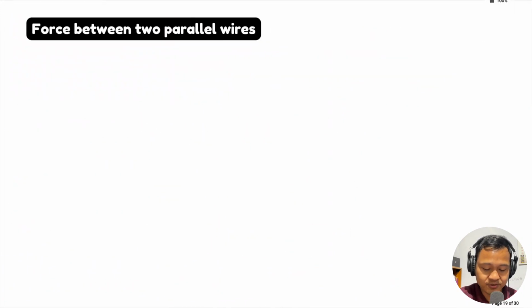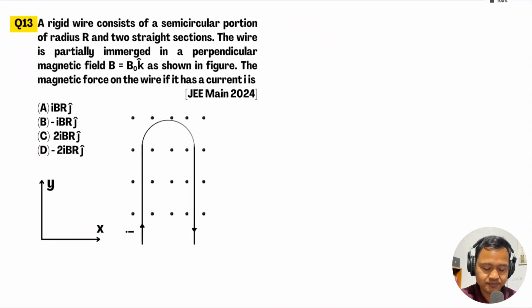Okay, bana. So last one na. ILBT ya. A rigid wire consists of a semicircular portion of radius r. चलिए part है ना, चाहिए radius r. Two straight sections. The wire is partially immersed in magnetic field के बिना लाए हैं. So B is given as B naught K cap. The magnetic force on the wire if it has current I. So net force के दोंग जाना.